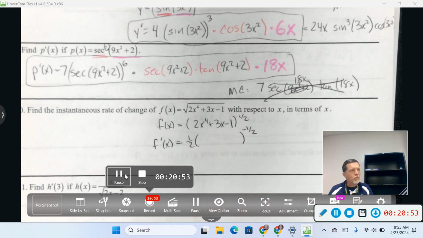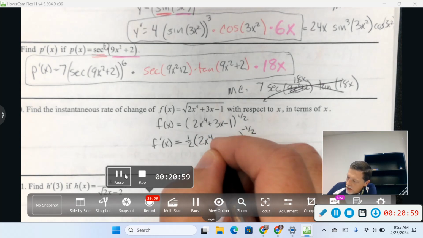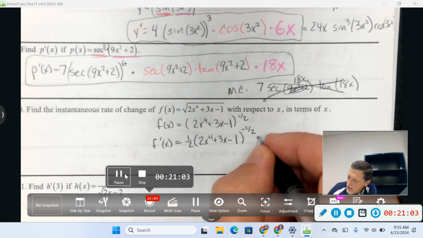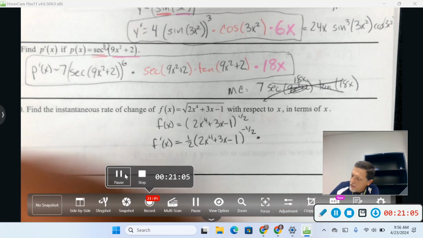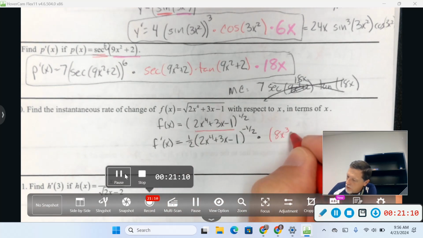Remember, that's what gets weird if it's a 1/4 or 2/3. Some people mess that up. Leave the insides alone, because we don't eat the whole thing at once. And then we can handle the inside. That would be 8x cubed plus 3.